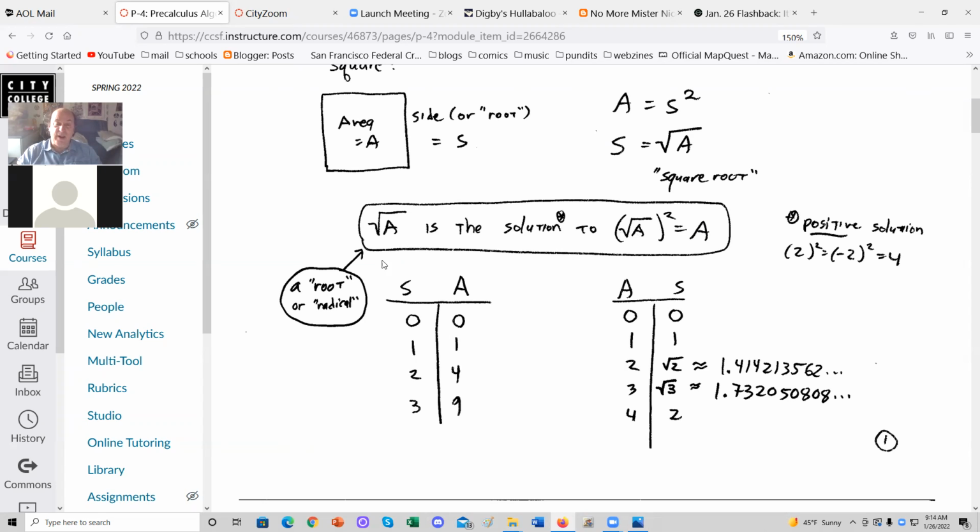Anyhow, so square root of A, or root A, is the positive solution to root A squared equals A. This is called a root or radical. Radical meaning having to do with roots. So a radical is someone who goes down to the root of things, you say.